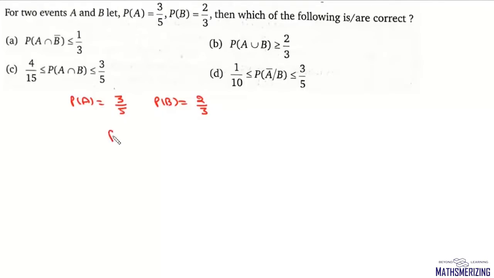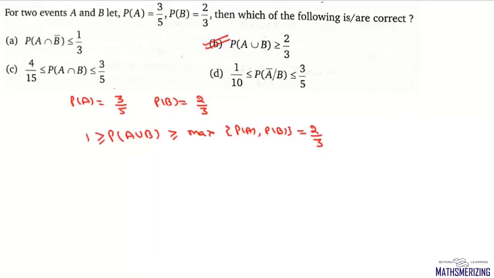Now we know that P(A union B) will be greater than or equal to the maximum of P(A) and P(B), because it is a superset, which in this case is 2 by 3. That means the probability of A union B will always be greater than or equal to 2 by 3. Now we also know that any probability is always less than or equal to 1. So this value will always lie between 2 by 3 and 1.